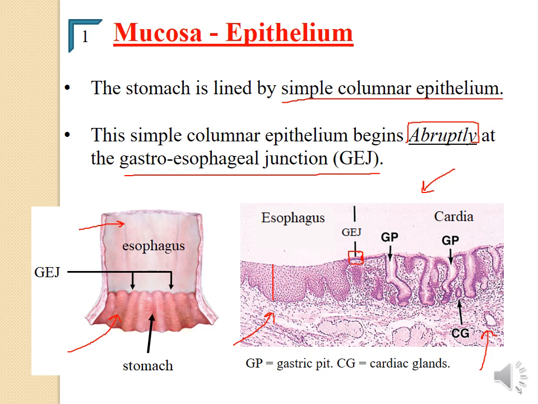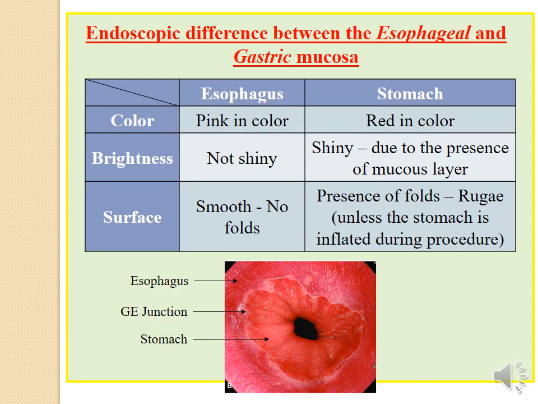Now, as you can see, there are some gross differences between the mucosa of the esophagus and the mucosa of the stomach. So what are these differences? This is very important when we do endoscopy. When an endoscope is passed through the esophagus and from the esophagus into the stomach, how can we differentiate between the mucosa of these two organs? How do we know that we have left the esophagus and entered the stomach?